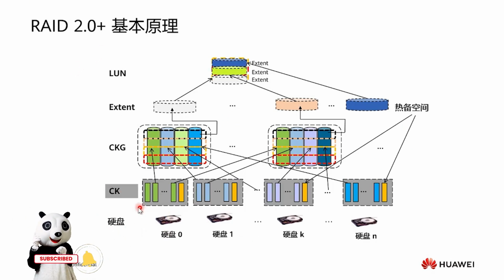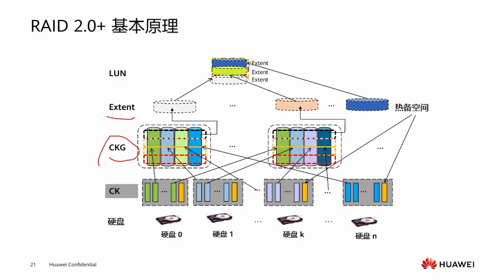based on data blocks. RAID 2.0 Plus technology divides physical hard disks into many data blocks, which we call chunks, abbreviated as CK. CKs on different hard disks form a CKG with a RAID relationship, that is, a chunk group, and multiple CKGs form a huge storage resource pool. The resources used by the host can be obtained from the resource pool.